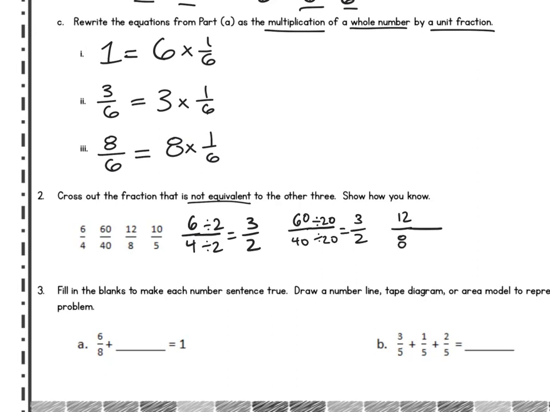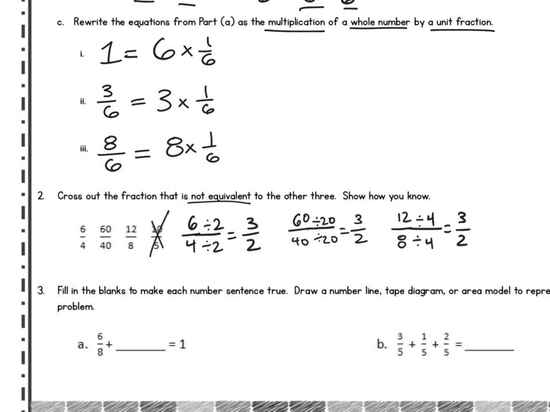So I can divide both of these by 2, but I can also divide both of these by 4. And if I do that, I'm going to get 3/2, which is the same, which leaves 10/5, of course, as the odd one out. So I cross that one out.